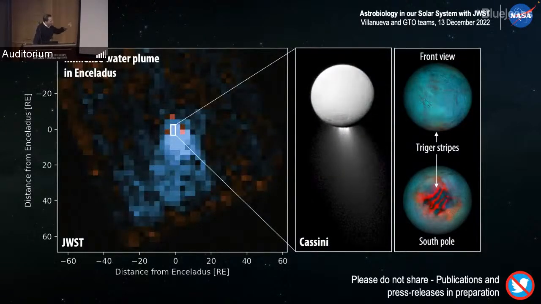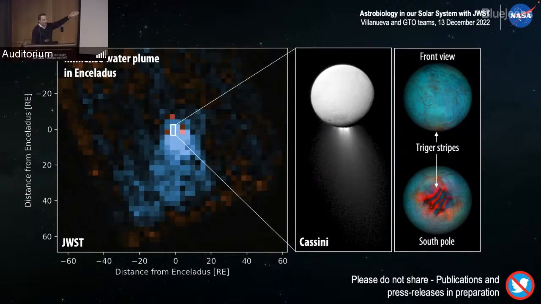So this is an impressive image taken with James Webb. It's only a few minutes on Enceladus, and you can see that blue thing is all real. This is just a water emission. There is no continuum here. There is no map of ice. This is real water emission. You can see the huge plume.